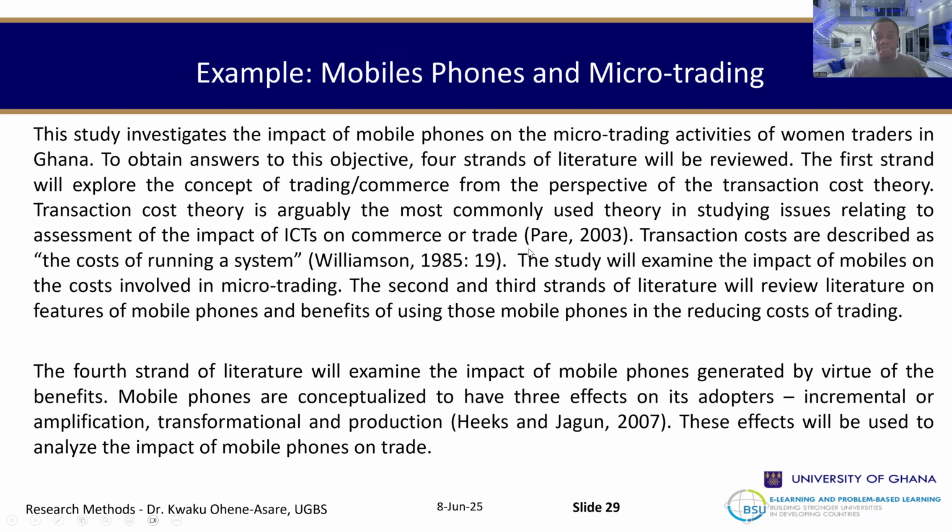This is an example. But please note, this is where you load your work with a lot of literature. This study investigates the impact of mobile phones on the micro-trading activities of women traders in Ghana. To obtain answers to this objective, 4 strands of literature will be reviewed. The first strand will explore the concept of trading. You see, this person is introducing it as a preliminary literature review, but he's just giving the summary of the headings he's going to do in the real work of chapter 2.